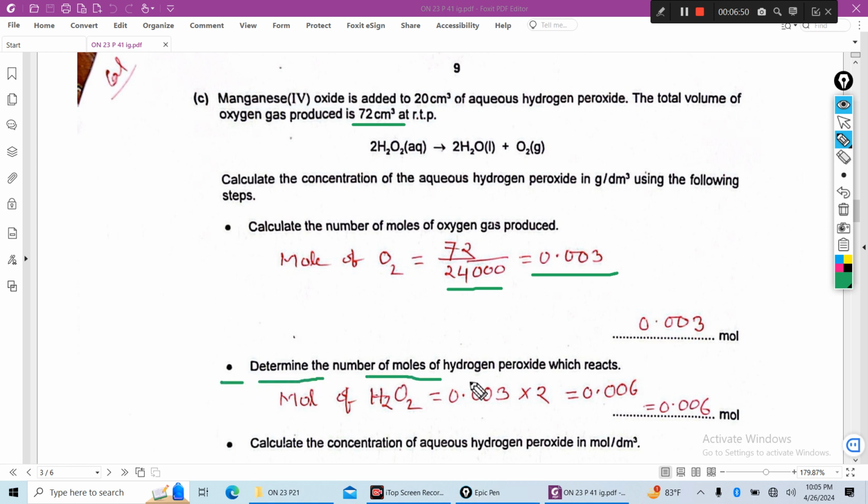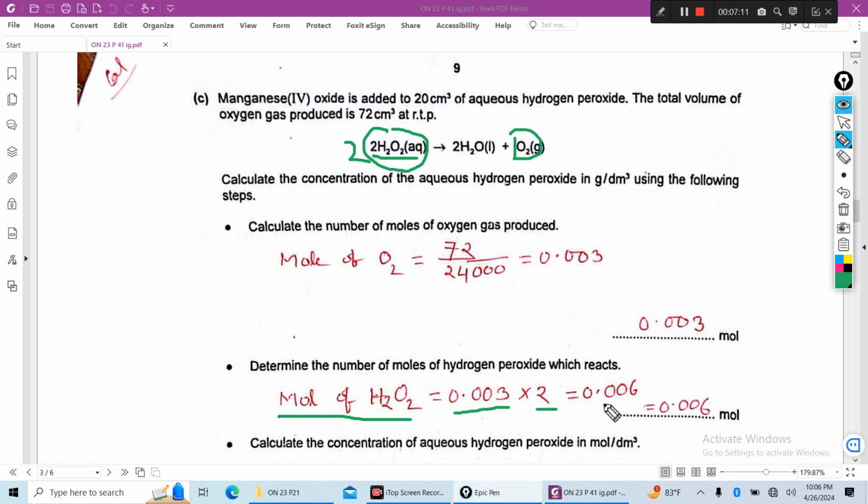Then determine the number of moles of hydrogen peroxide which reacts. You see, oxygen 1 mole, hydrogen peroxide 2 mole. This means moles of hydrogen peroxide is double the moles of oxygen. So moles of hydrogen peroxide is moles of oxygen times 2, 0.006 mole.